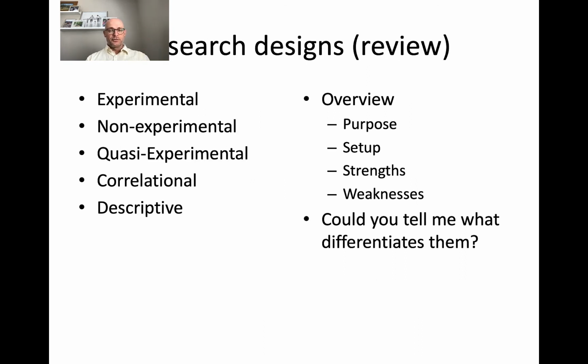Okay, we've talked about all sorts of things: experimental, non-experimental, quasi, correlational, descriptive, observational. Think about how they all work together. What is their purpose? How do you set them up? What are their strengths? What are their weaknesses? And then could you tell me what differentiates them?